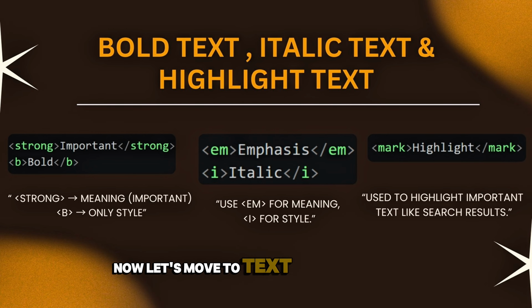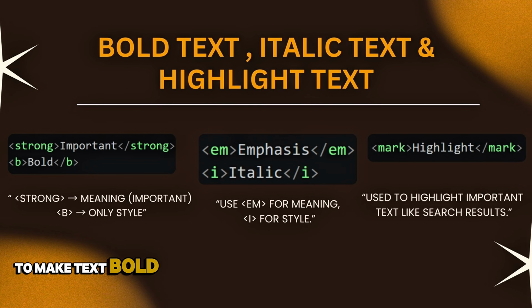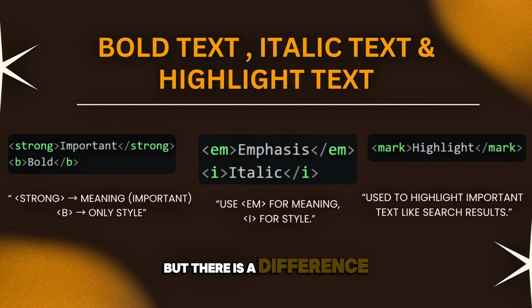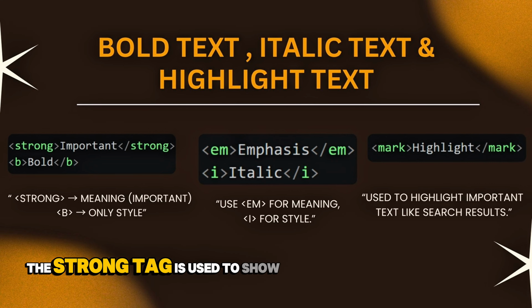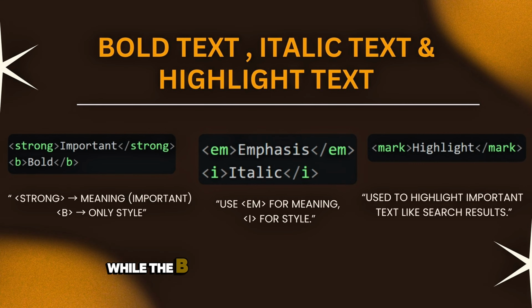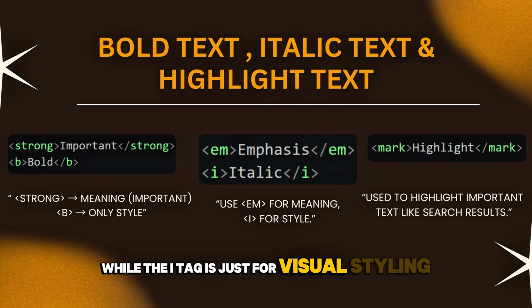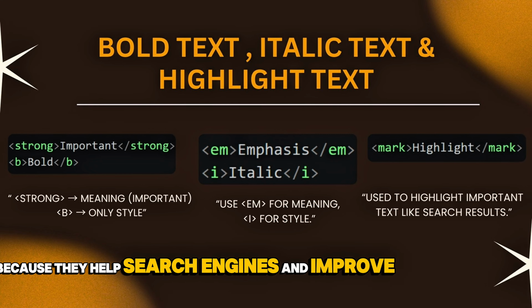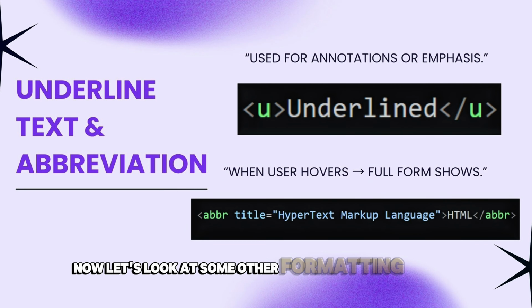Now let's move to text formatting. To make text bold, we can use two tags, strong tag and b tag. But there is a difference. The strong tag is used to show that the text is important, while the b tag is used only for styling. Similarly, for italic text, we have em tag and i tag. The em tag gives meaning and importance, while the i tag is just for visual styling. So always try to use semantic tags like strong tag and em tag, because they help search engines and improve accessibility.